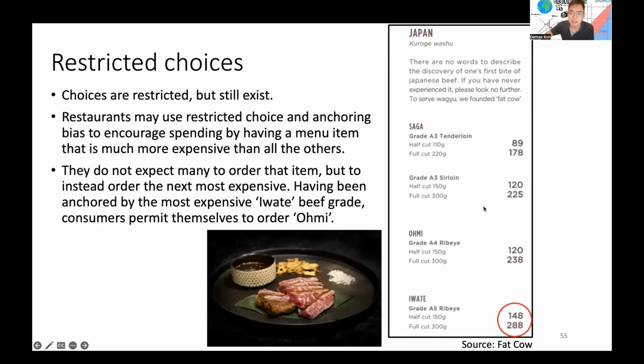They do not expect many to order the most expensive item. So, probably not the Iwate beef grade. Instead, consumers might gravitate to the Omi, which is the second most expensive item on the menu, because they have been anchored by Iwate. And rather than spending on the most expensive item, consumers might then decide to order the second most expensive item on the menu.